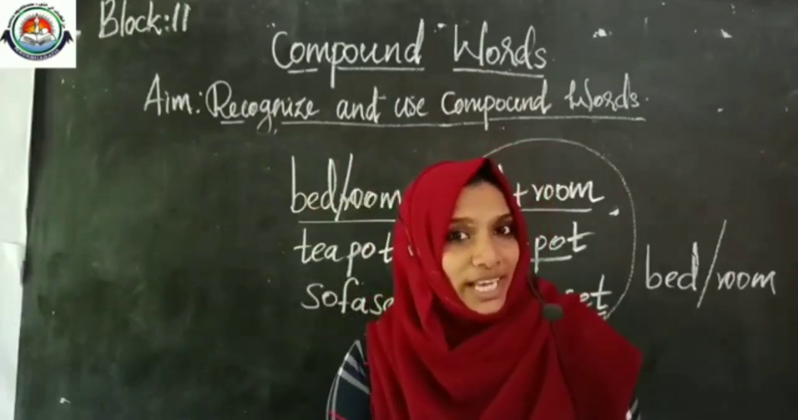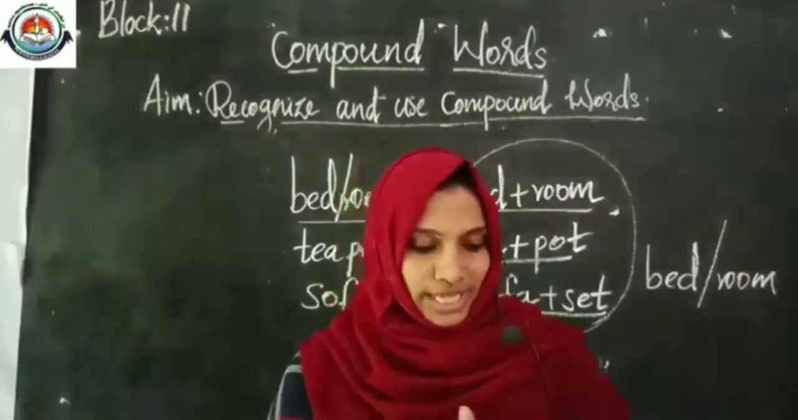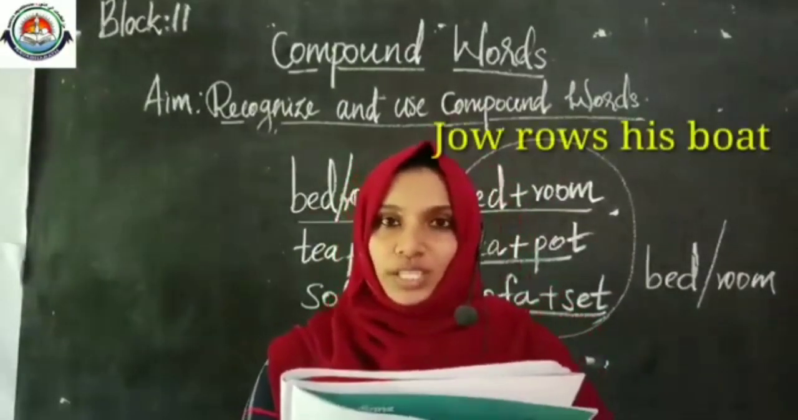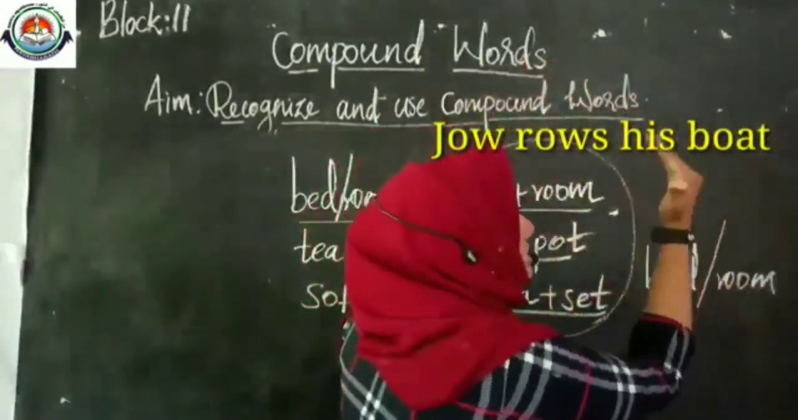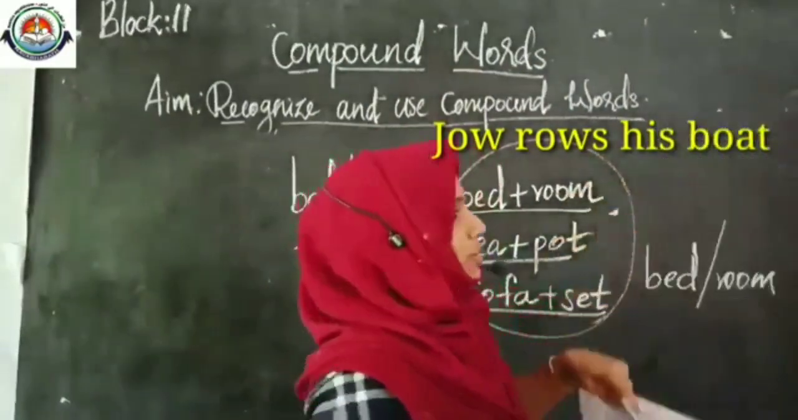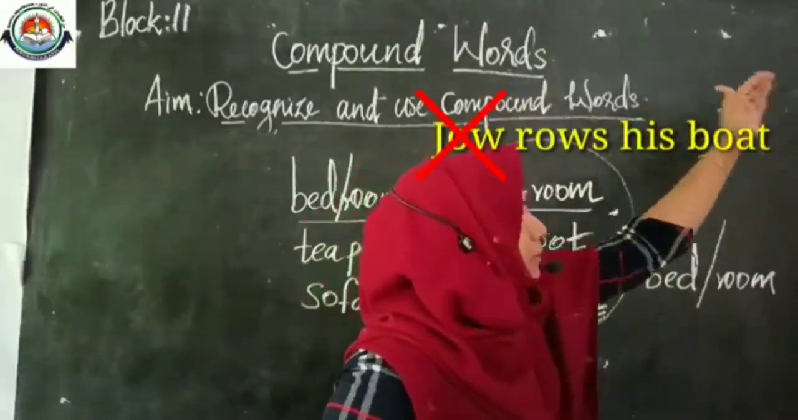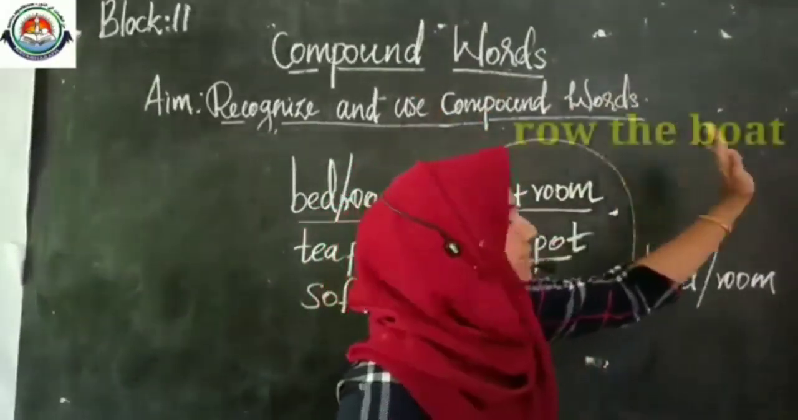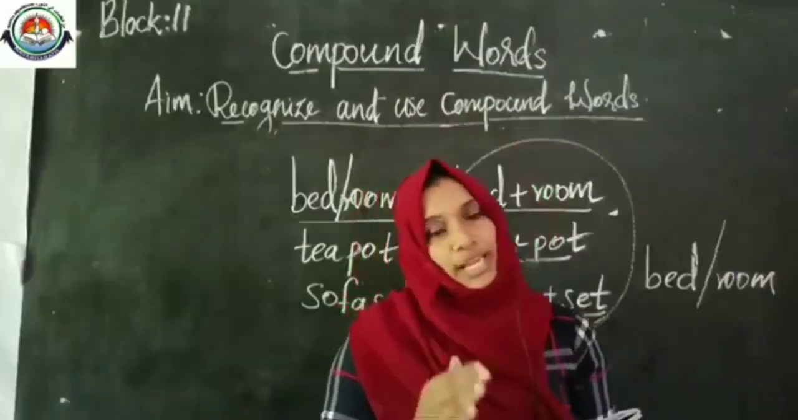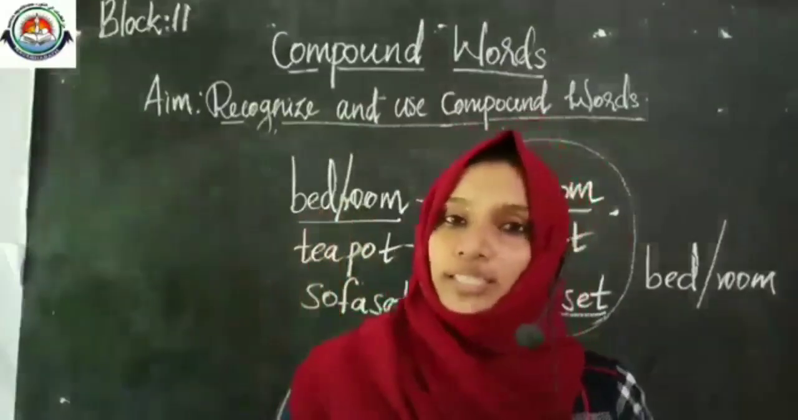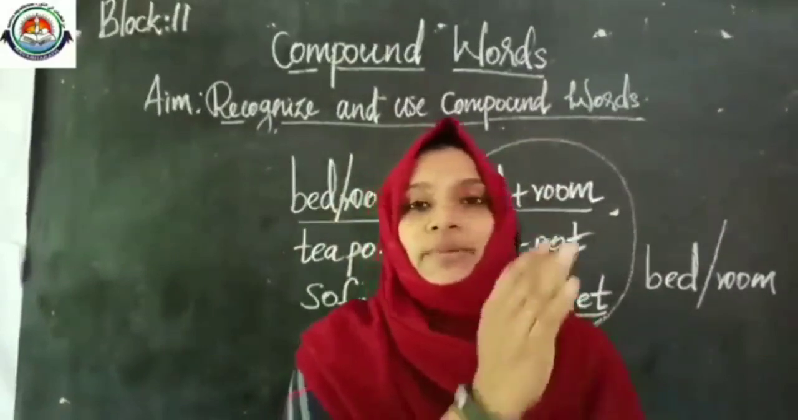So how can we do that? For doing this, let's take the story Joe and his boat. So let's read the first sentence. Joe rows his boat. So actually it is a statement sentence. Means this sentence is telling about Joe. So here we can remove the naming word Joe and take the remaining part, the rest of the words, row the boat. So now it will become a command form.